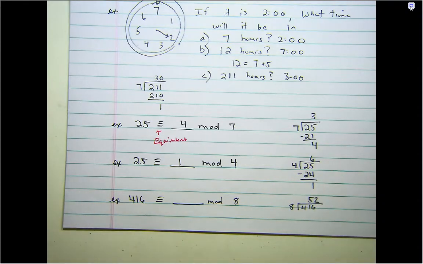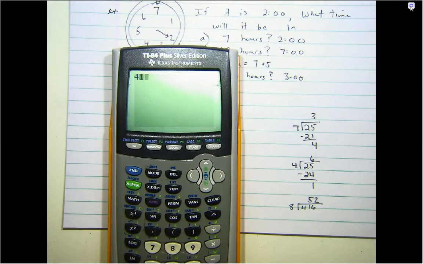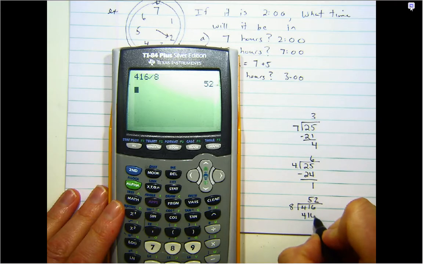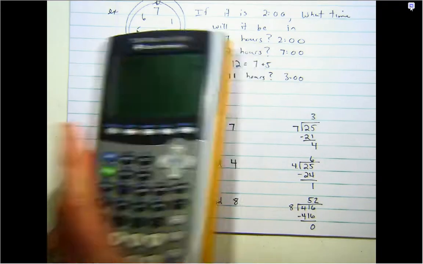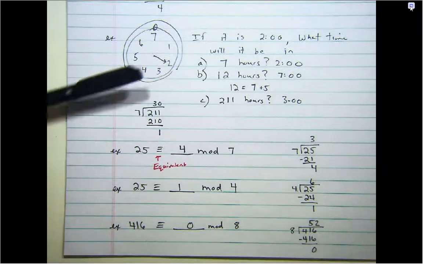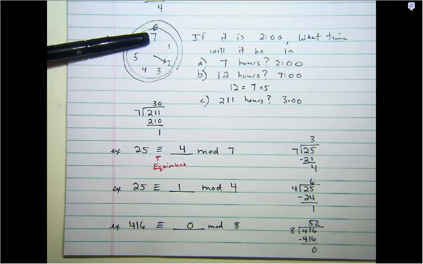When I put that in my calculator, 416 divided by 8 is 52. No decimal point. That's because when I take 52 times 8, I get 416. So this time, there is no remainder, and that means 416 is equivalent to 0 mod 8. That's why up here I was saying on the clock that the 7 and the 0 are equivalent, because 7 mod 7 is 0.